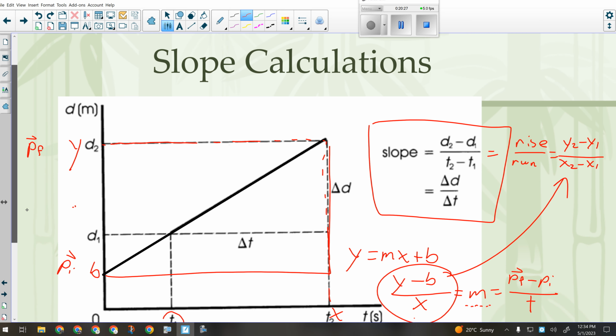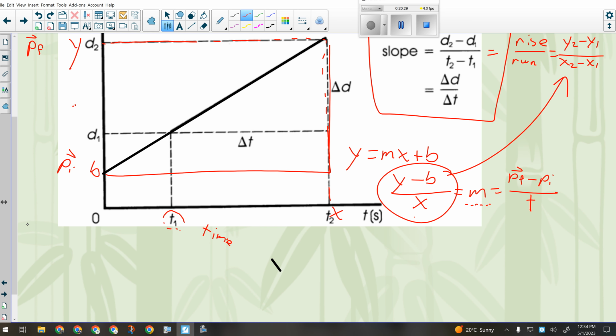So, when I go final position minus initial position and divide it by time, what am I calculating? What equals d over t? Velocity. So the slope of the line on this graph represents the velocity of the object. Okay, so on this graph and the slope.